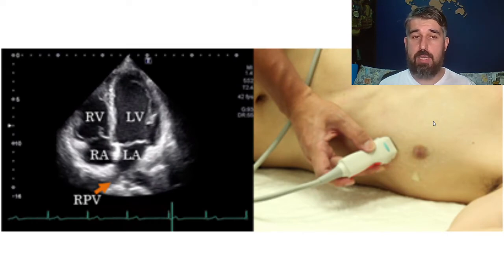We can try to get the apical 4-chamber view. So we will try to find the ictus where the heart is beating, the tip of the heart, and probe it. And we try to see also this image where we can see the 4 chambers of the heart. And also we hope to see no free fluid around it.